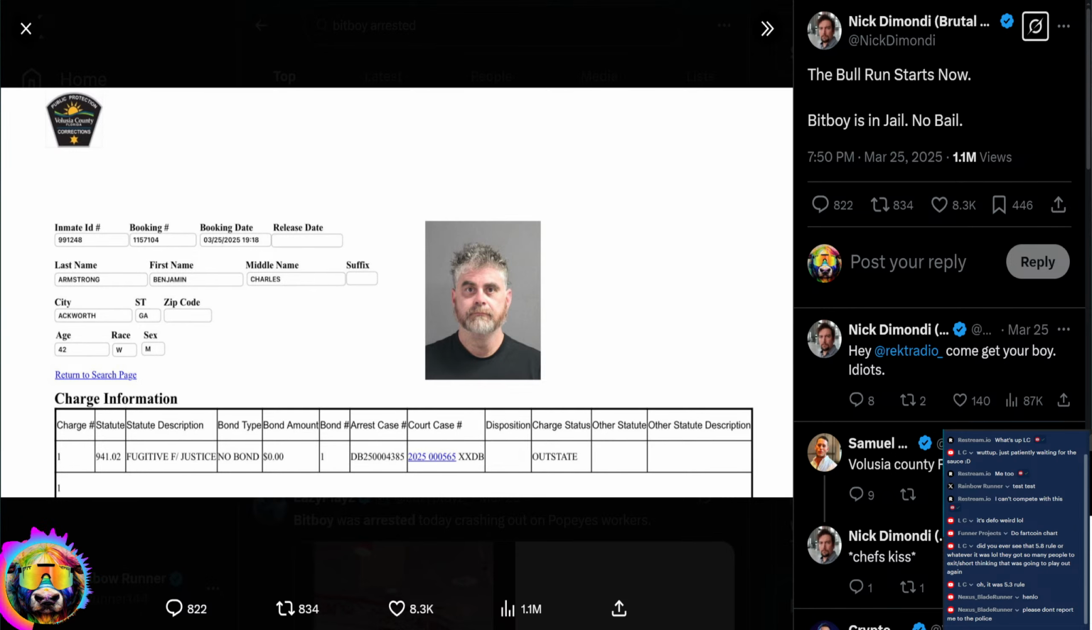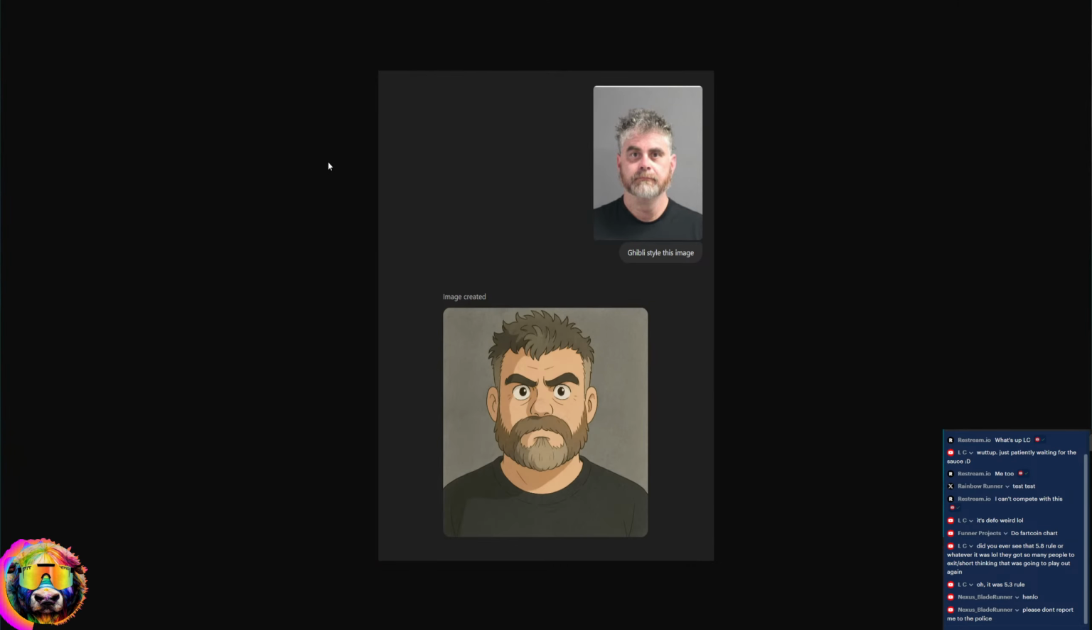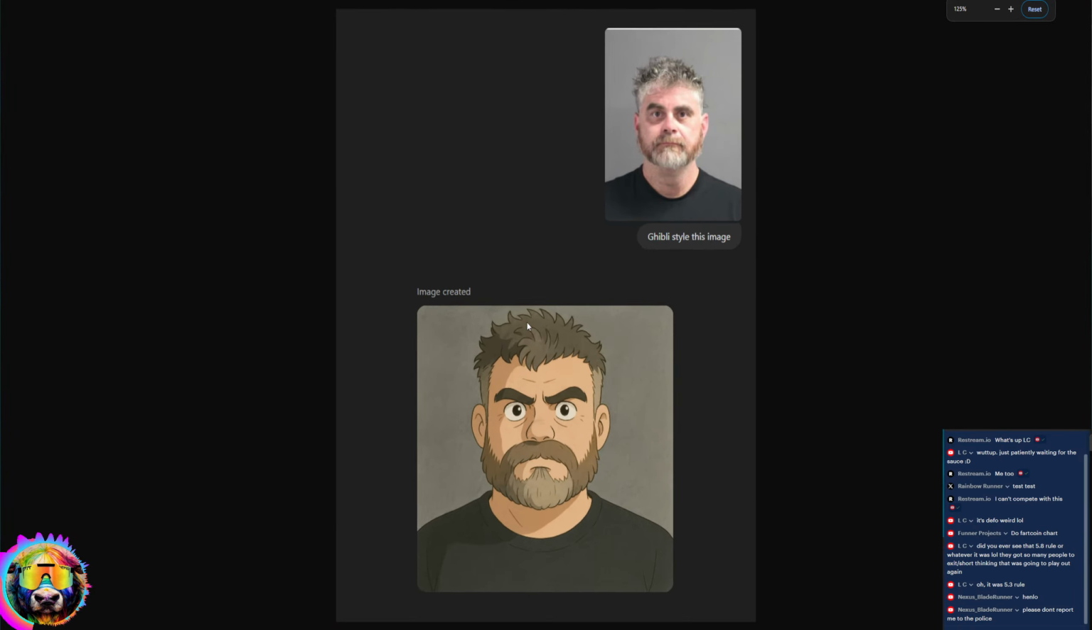But anyway, if you guys don't know, I've been playing with the ChatGPT Ghibli filter, and I may or may not have asked for it to make a mugshot cartoon style for him. And by the way, if you guys don't know how people are doing it, you have to have ChatGPT Premium and use the 4o model, and it'll allow you to do this.